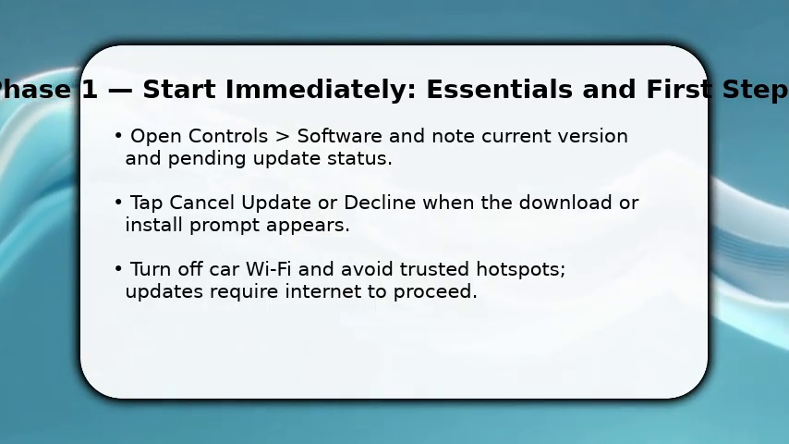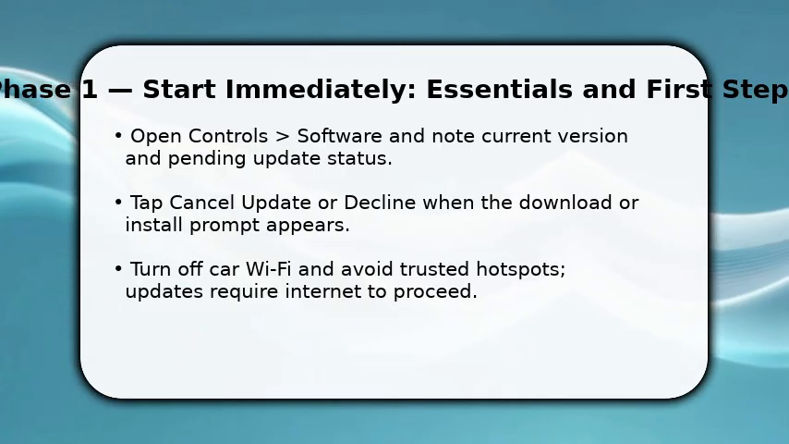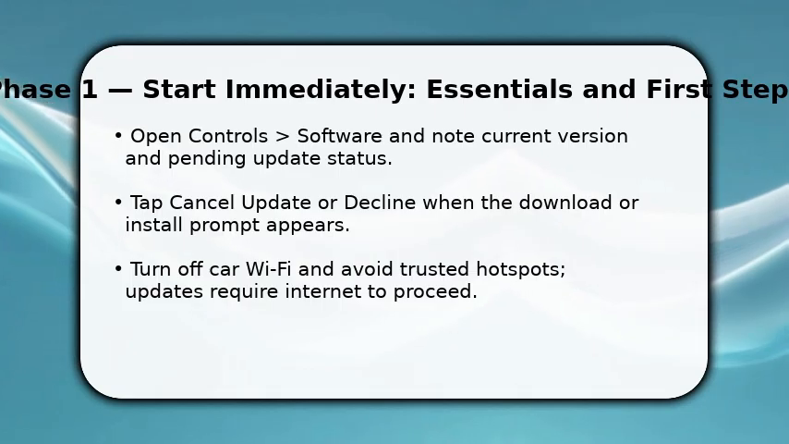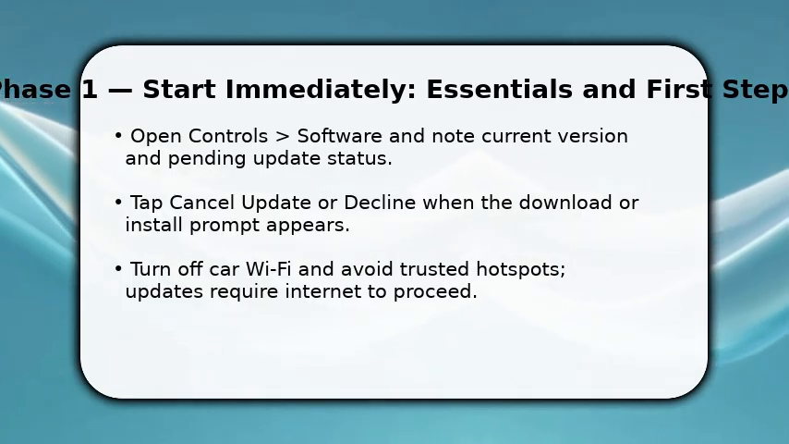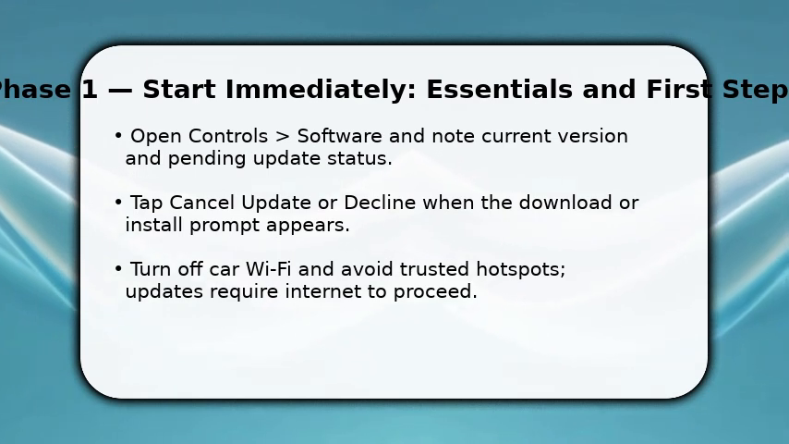Then, make sure to sever network access. Disable the car Wi-Fi and avoid connecting to hotspots because updates require a connection. If the download is still in progress, cut Wi-Fi now to prevent completion, and proceed to the next step to remove any remaining update activity.